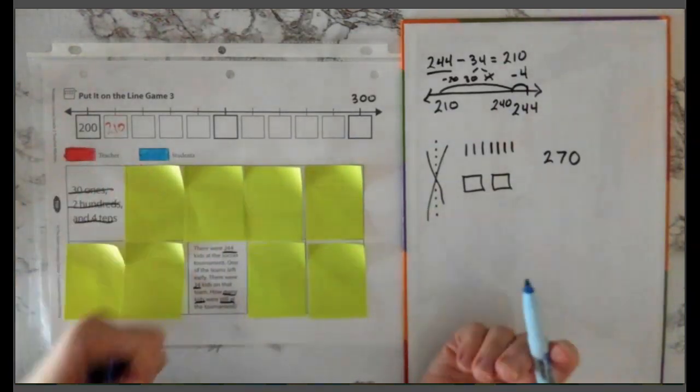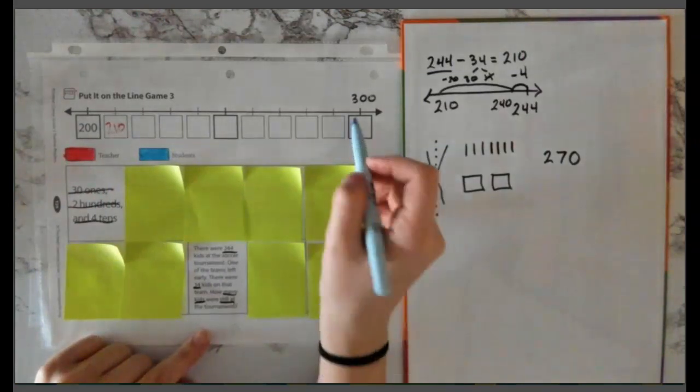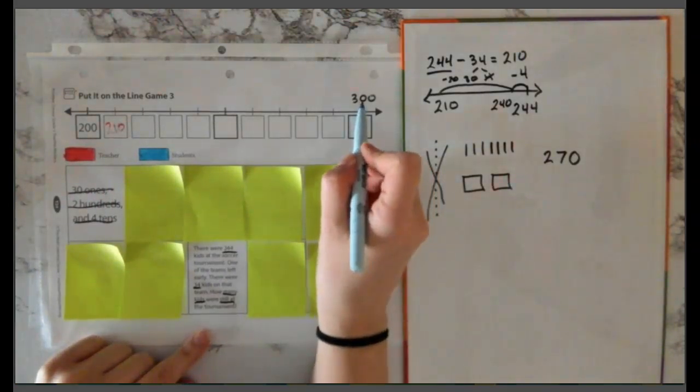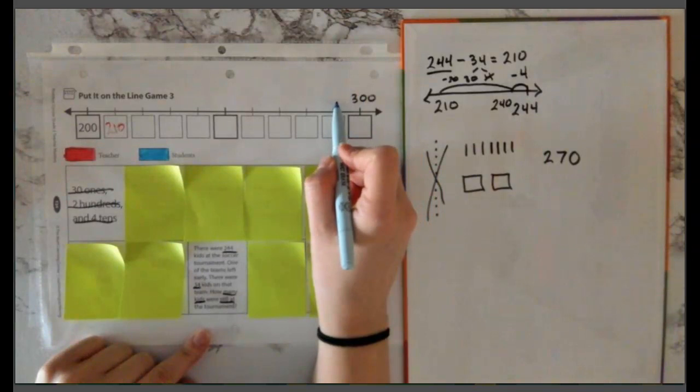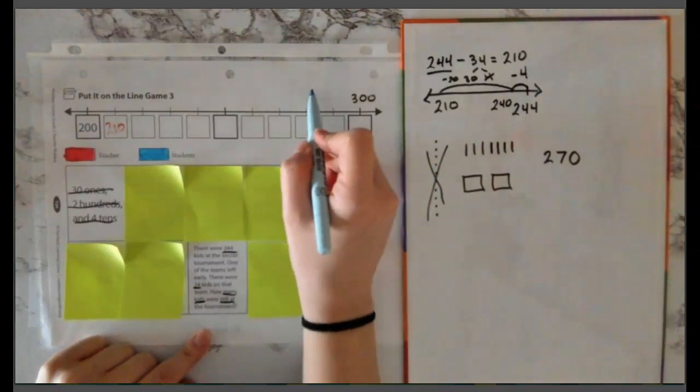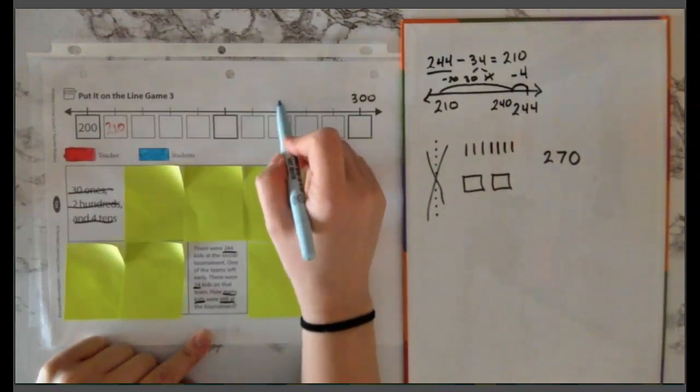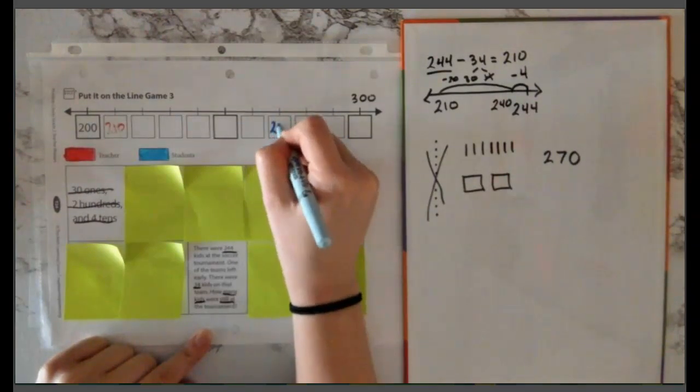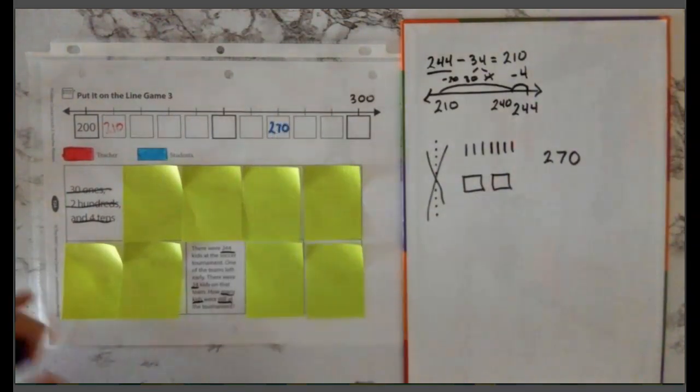Thumbs up if you're thinking closer to 300. Well, I know we have 300 here. 10 backwards would be 290, 280, 270. Goes right there.